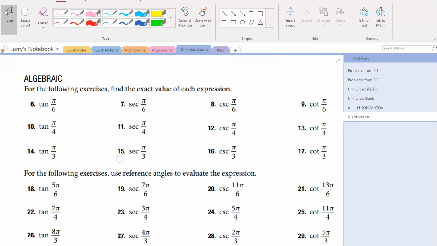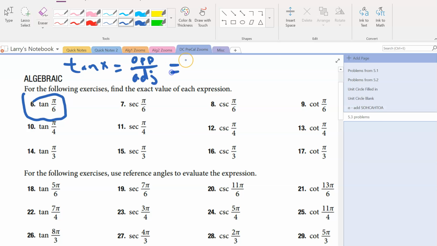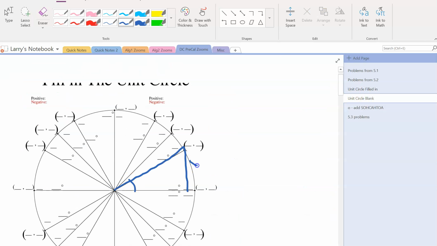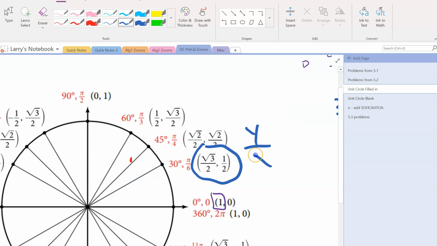So let's look at some example problems, beginning with number 6. We're looking for tangent of pi over 6. Recall that tangent is the opposite over the adjacent. Looking back at our unit circle, if we draw some angle here, in this case our 30-degree angle, it doesn't matter what the degree is. You can see the opposite side to the angle is y, and the adjacent side is x. So tangent is y over x. So we're looking at a 30-degree angle, and we want y divided by x.